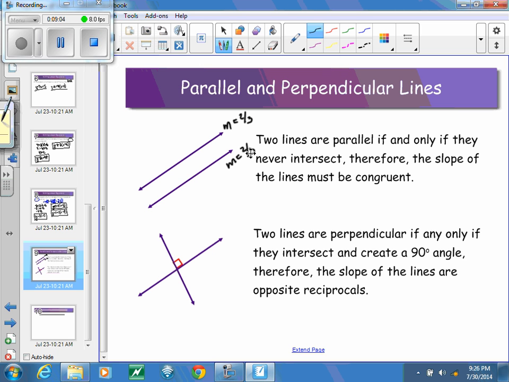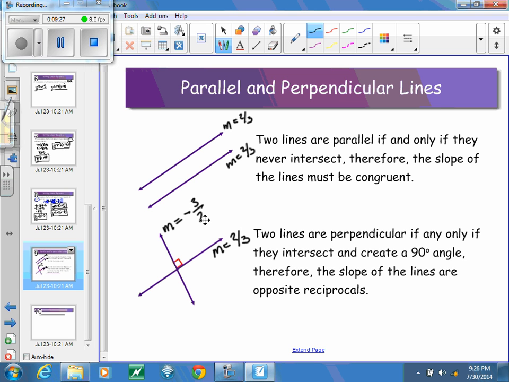If 2 lines are perpendicular, then they are going to intersect and create a 90-degree angle. Therefore, the slopes of the lines, remember, are opposite reciprocals of each other. So if I have a slope here of positive 2/3, the perpendicular slope is the opposite, making it negative, and the reciprocal, which is 3/2. And those would be perpendicular to each other.